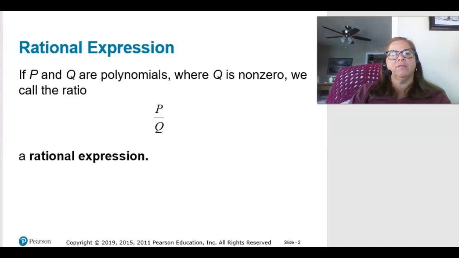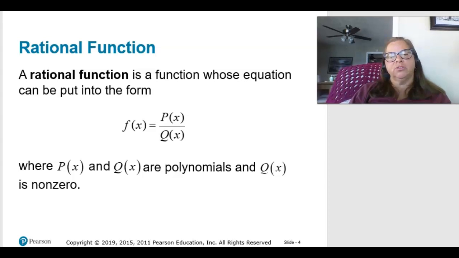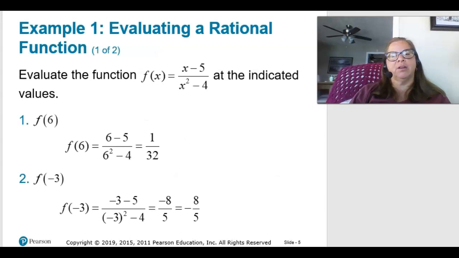So, if P and Q are polynomials, and remember that is what we've been working with all along, and Q cannot be 0 because it's in the denominator, we call that a rational expression. So we will put a function in the numerator and a function in the denominator. So let's look at this first example.